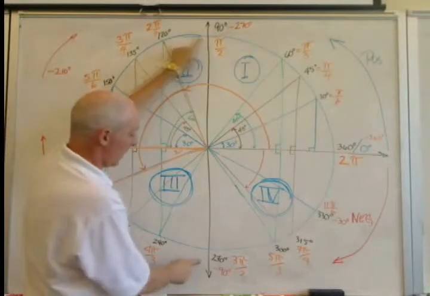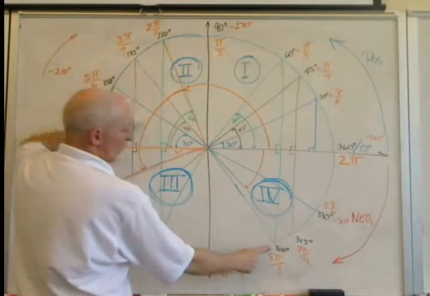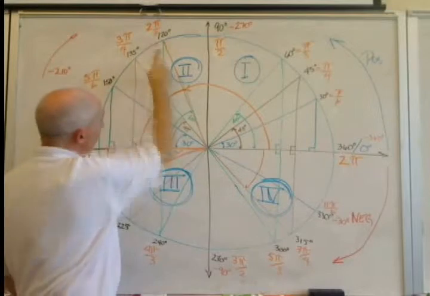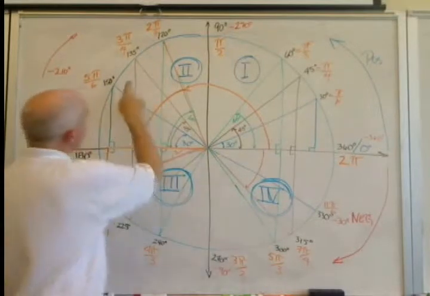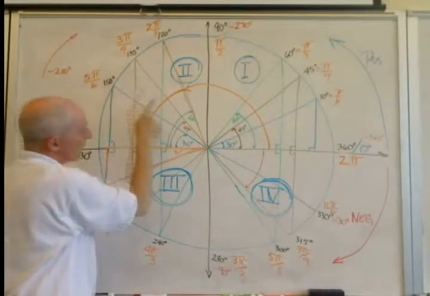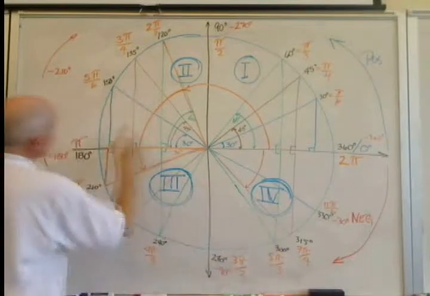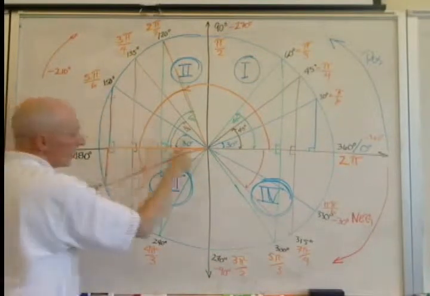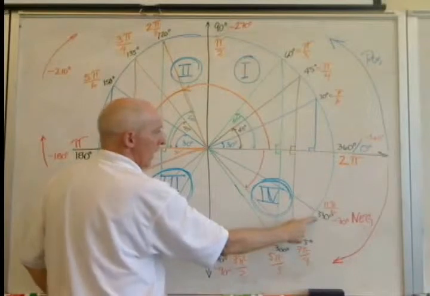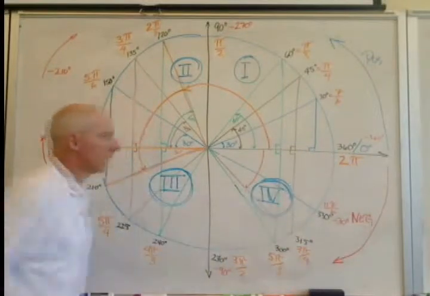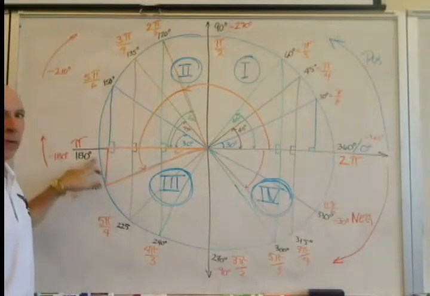180 from 90 is 270. Move around. 180 degrees from 120 is 300. 180 degrees from 135 is 315. 180 degrees from 150 is 330. And then adding 30 degrees more, we get back to 360. 180 degrees away from 180.